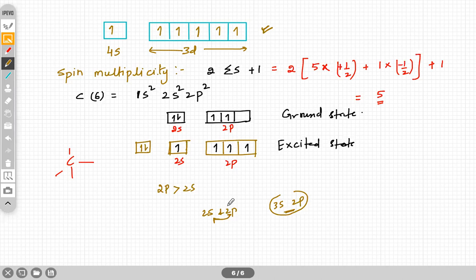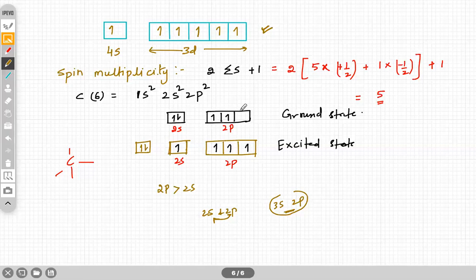3s and 2p had some energy difference. 2s and 2p had some energy difference. That is what? Usually what happens, 2p to 3s transition is very difficult. And it won't happen. Before that only, 2s, 2p transition takes place.